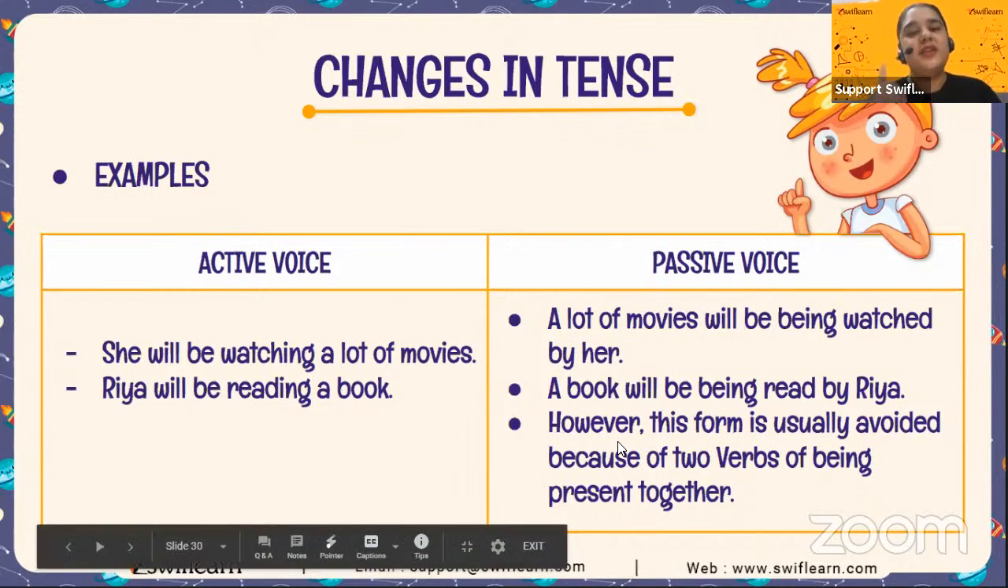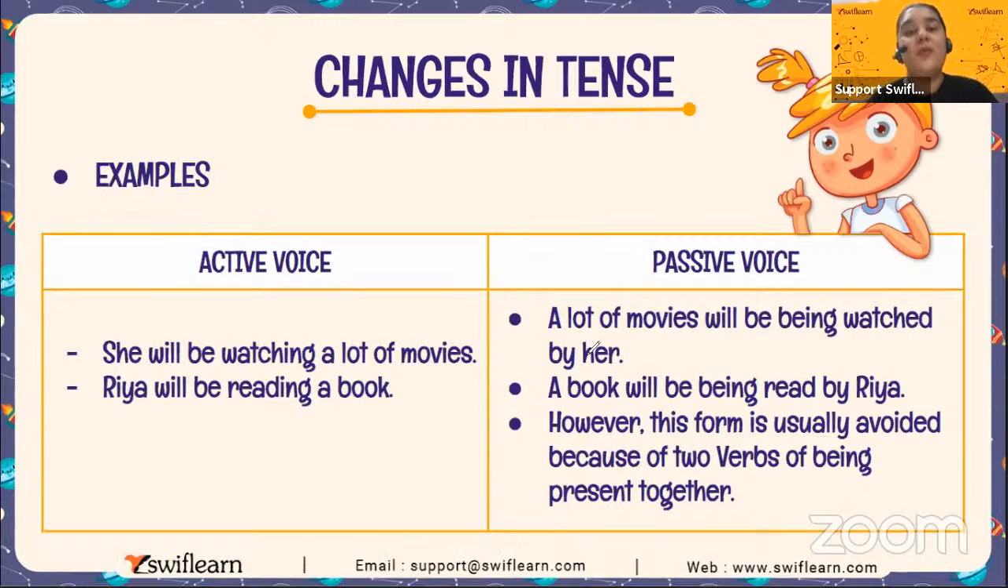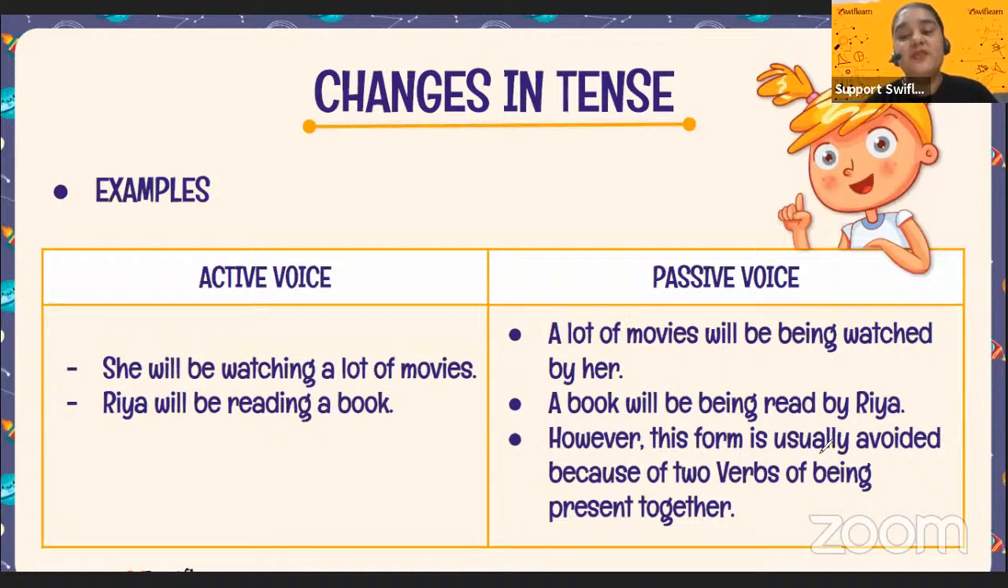Okay. So now one thing you need to remember, everyone. However, this form is usually avoided. We usually avoid this form. Why? What is the reason? Because of two verbs of being present together. Now see here, be and being. That is why we avoid this form. Clear? Let's move to next one.